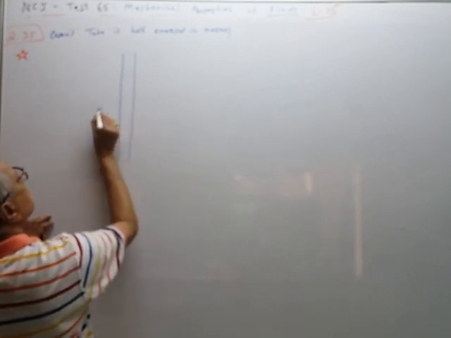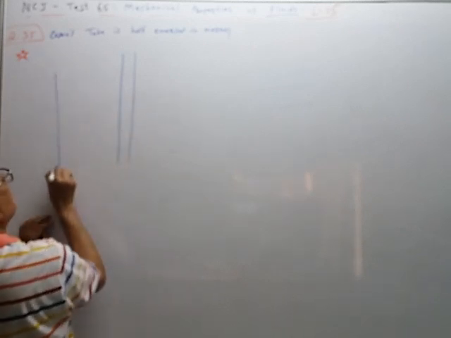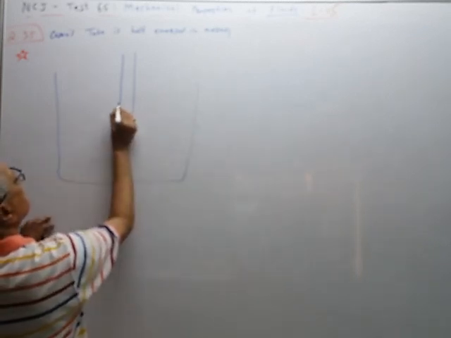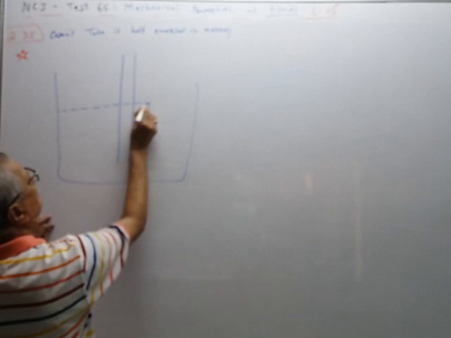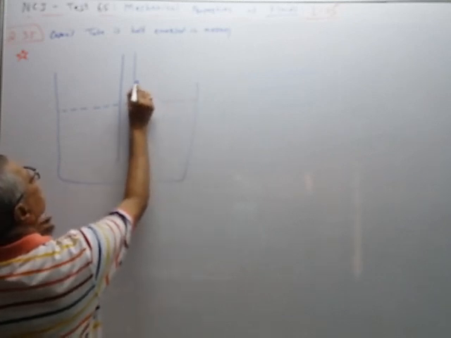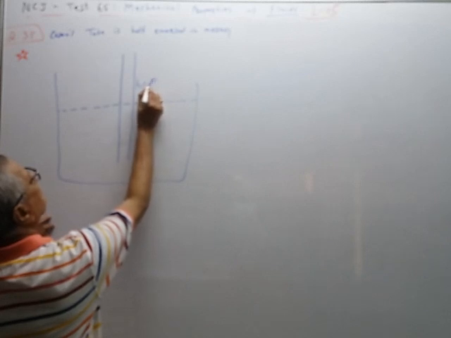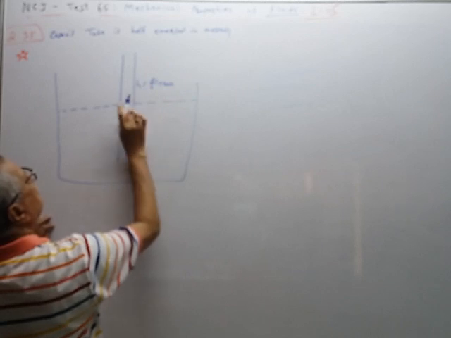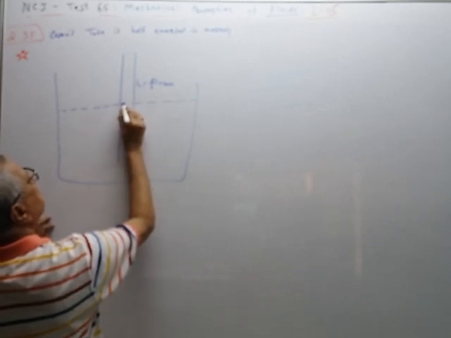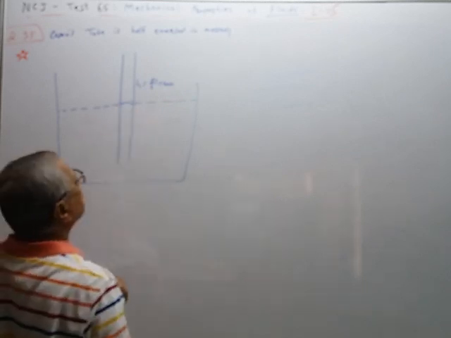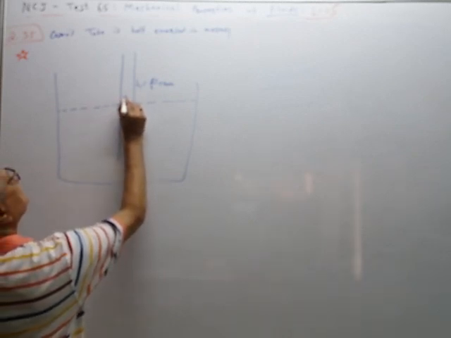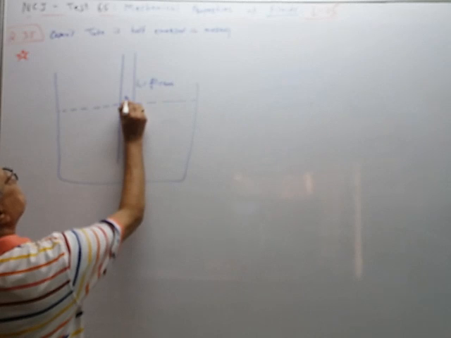So this is the trough. So this is 40 centimeter. So H1 is equal to 80 by 2, is equal to 40 centimeter. The meniscus of the mercury is convex, like this. So here the pressure is P1.